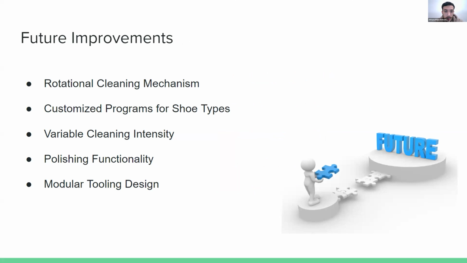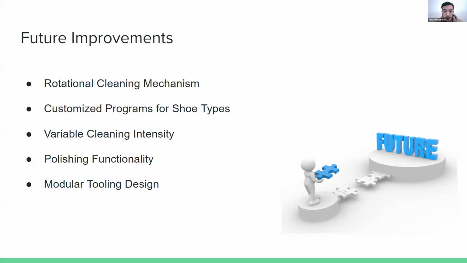The first is a rotational cleaning mechanism. As you can see, we could not get to every spot on the shoe due to the limited space. So this would implement a robotic system with a rotating platform to hold the shoe while the other robotic arm performs scrubbing motions, ensuring a thorough clean of all parts.